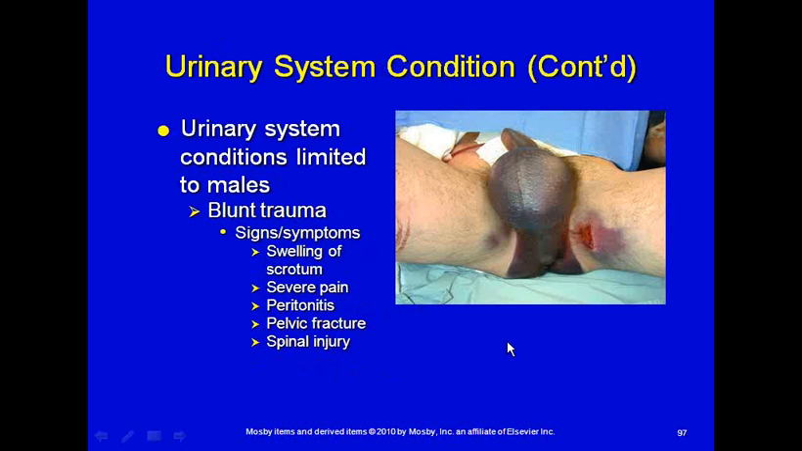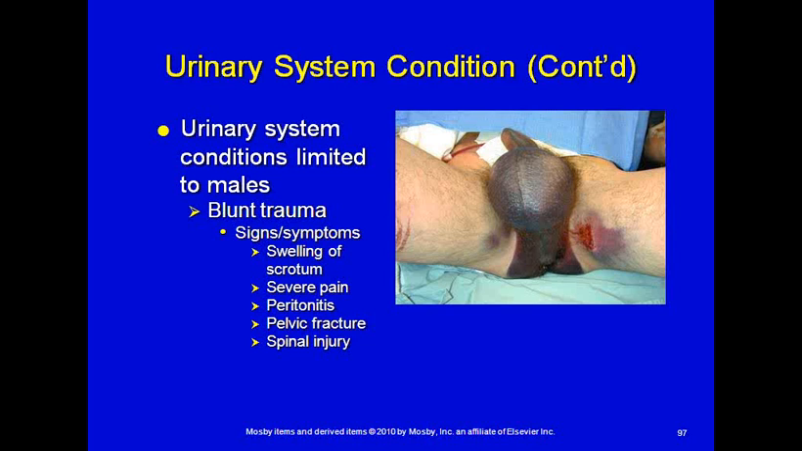Blunt trauma to the genitals. Signs and symptoms of that certainly would be swelling of the scrotum. Remember that it's very vascular, and a blow to that area could cause some severe, significant hemorrhage into the scrotum, filling it full of blood. Oftentimes, filling it full of blood, the scrotum will expand to a point where there's a great deal of pressure on the contents in the scrotum, which may help tamponade the bleed.